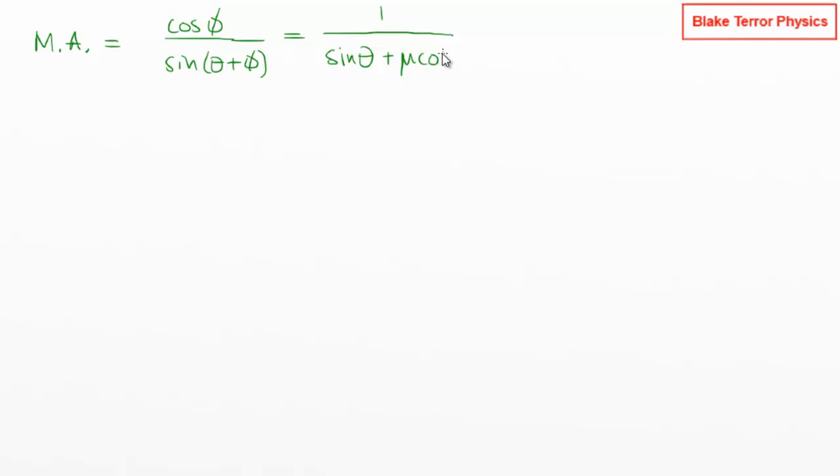So I'll write what we just found out here. We've got two ways of working out mechanical advantage. We've got the angle of repose one, which was cos phi over sine theta plus phi. And then we also had the one where we were just dealing with the coefficient of friction. So that was 1 over sine theta plus mu cos theta.